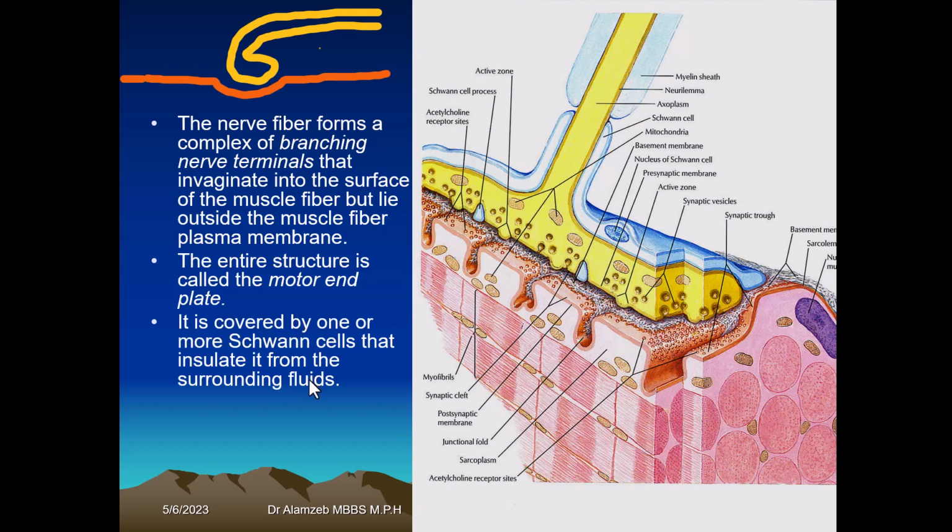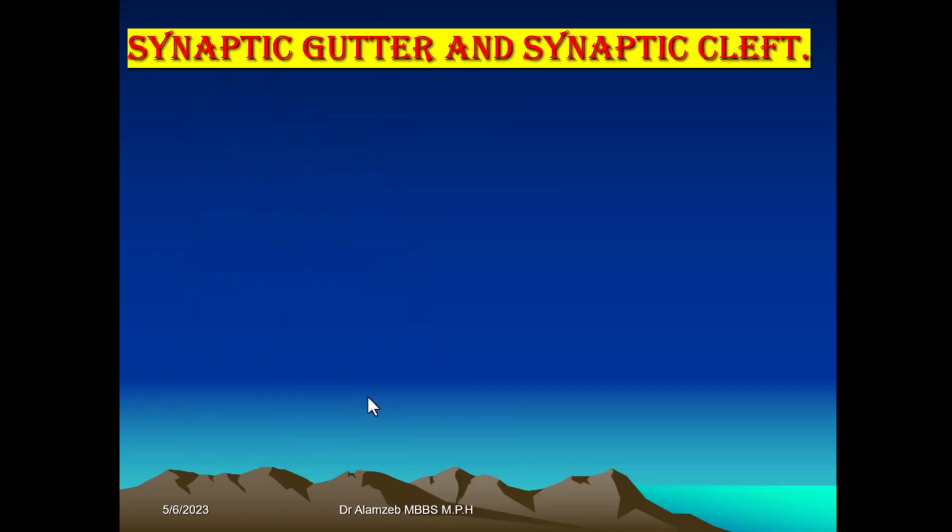It is covered by one or more Schwann cells that insulate it from the surrounding fluid. You can see here this neuron is covered in this motor end plate. The motor end plate is covered by the Schwann cells, so it insulates. Like an electrical cable, we have a coating on the electrical cable. The same way, there is a cable-like structure made from the Schwann cell. It covers the neuron and insulates the neuron from the surrounding structures.